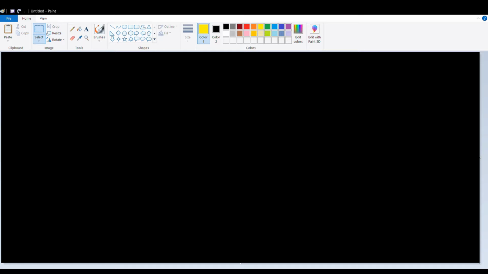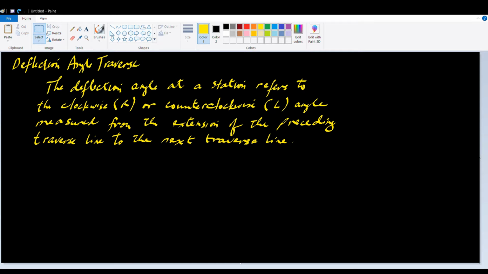Another way of running a traverse is by using the deflection angle. We define the deflection angle at the station as the clockwise, denoted by R, or the counterclockwise, denoted by L, angle measured from the extension of the preceding traverse line to the next traverse line.